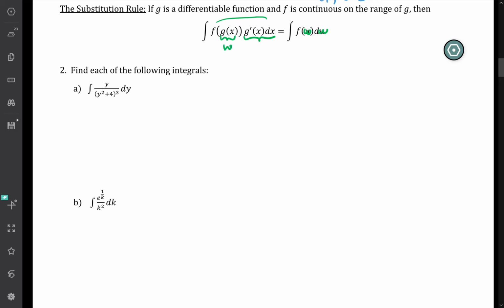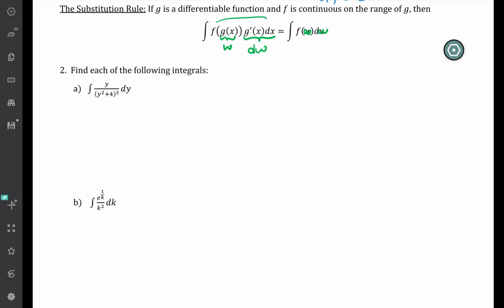So you would replace the g of x with a w, which would then mean that you would need to replace the g prime of x dx with a dw. And that's how it turns into the integral of f of w dw. So there's actual nice step-by-step to make this happen, but that's what we're trying to do. If you can spot the g and the g prime, you can just substitute them out by replacing them with a variable.